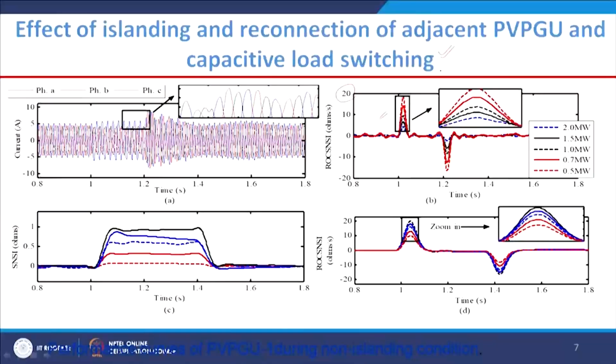So, we have tested for different types of capacitor switching modes. Here you could see that this value is below 20, that means it is not an islanding situation. Also we have tested the performance of the proposed technique for the single pole tripping situation.